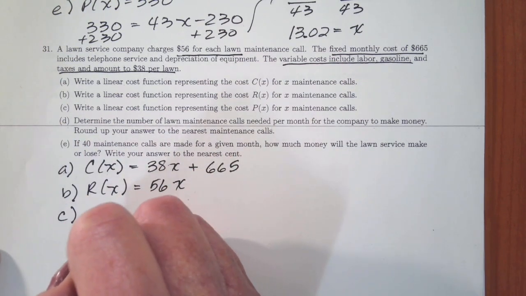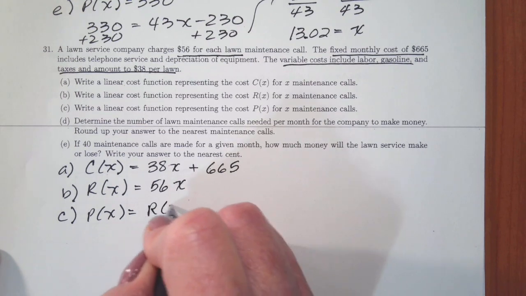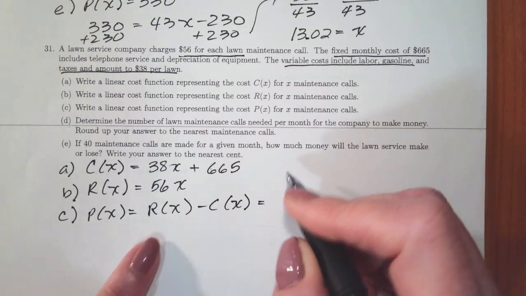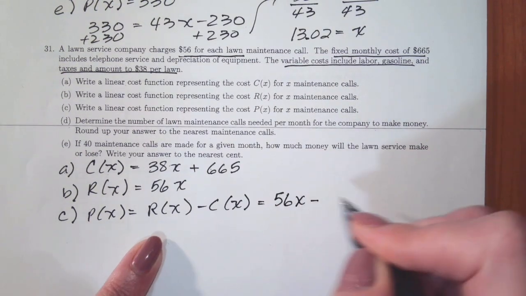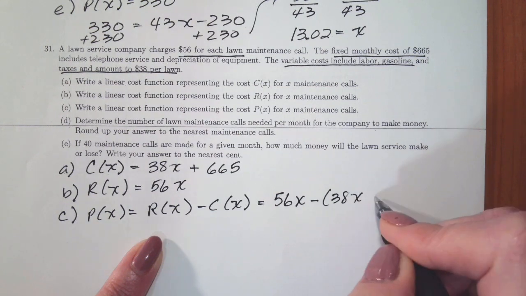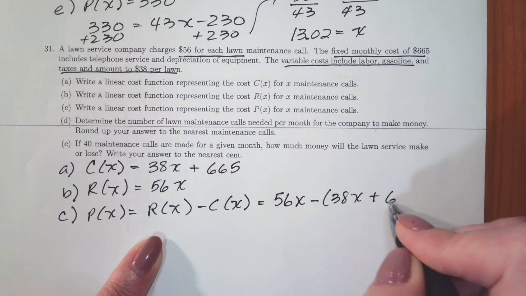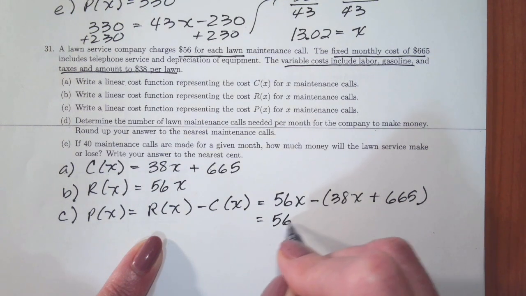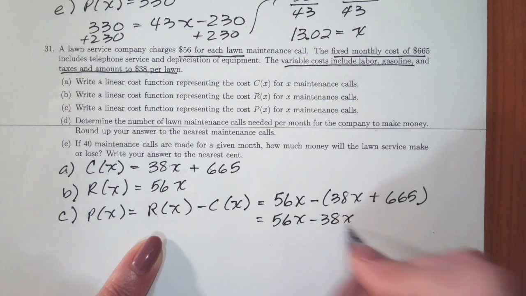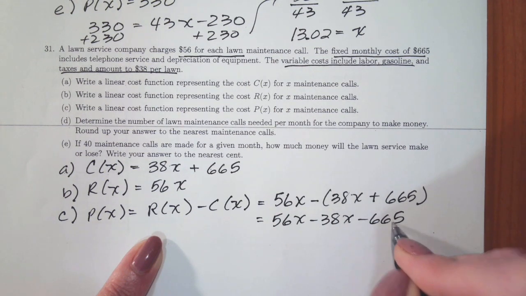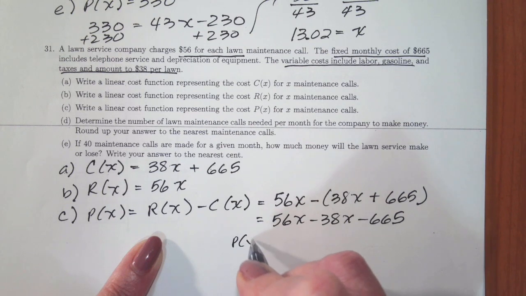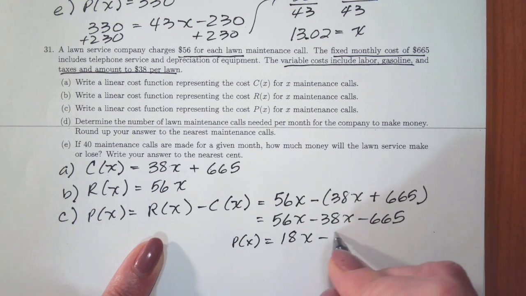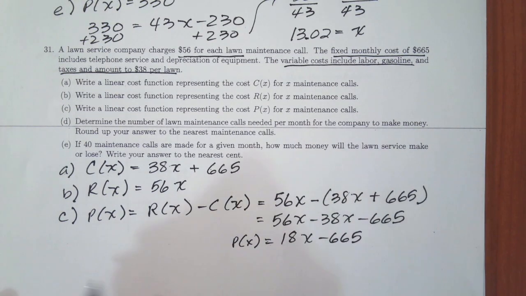P of x is the profit. The profit is the revenue minus the cost, which is 56x minus 38x plus 665. That gives me 56x minus 38x minus 665. So P of x is equal to 18x minus 665. Okay.